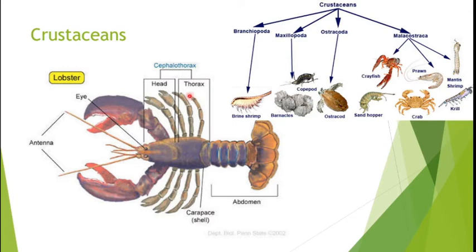Here, the same as the arachnids, the head and the thorax join together, forming the cephalothorax. In this case, they've got 1, 2, 3, 4, 5, 6, 7, 8, 9, and 10 legs. That means 5 pairs of legs. Usually they have eyes and they've got 2 pairs of antennas. This is the group that has more antennas. Then we've got the abdomen, which they usually use to swim.